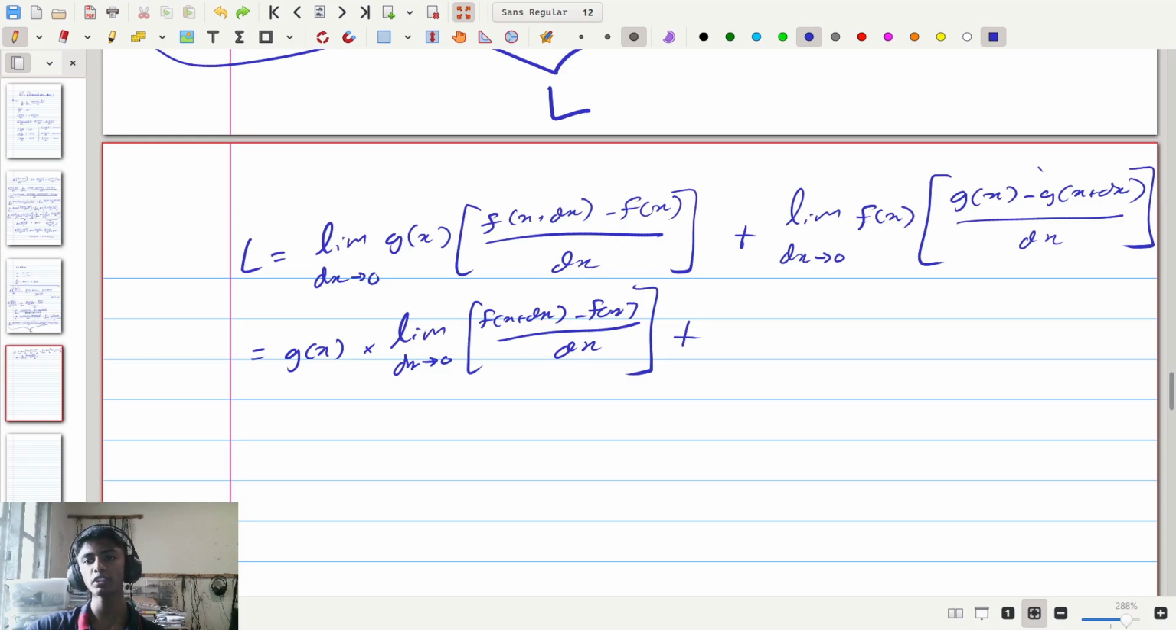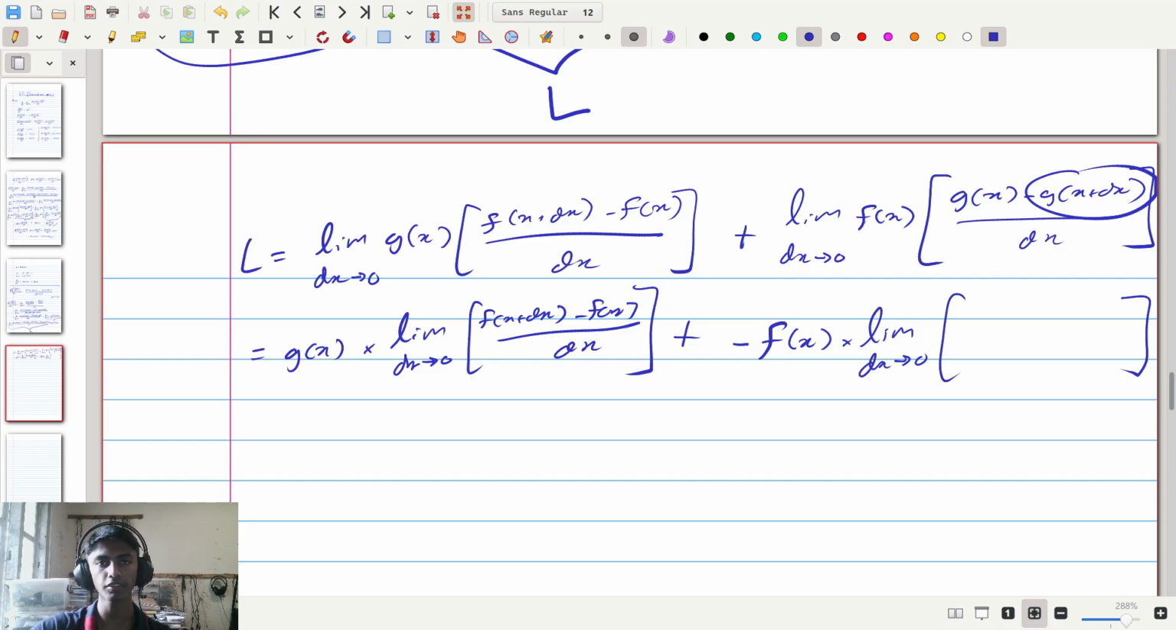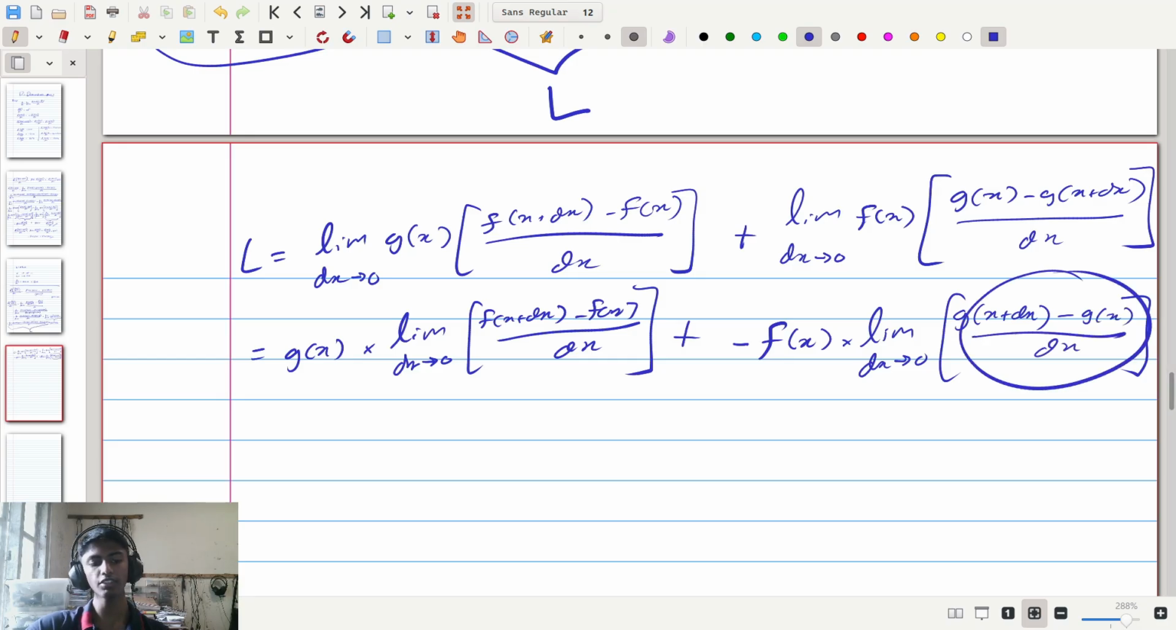And over here, I'm actually going to take a minus 1 out of this thing and put it onto this f(x). So doing that, what we have is negative f(x) times the limit as dx approaches 0. Now after taking a minus 1 out here, this negative g(x) plus g(x plus dx) is going to be positive g(x plus dx). This positive g(x) is going to be negative g(x). So what we have here is g(x plus dx) minus g(x) divided by dx. Look familiar? Yes. This right here is the first principle definition of the derivative of g(x) with respect to x.